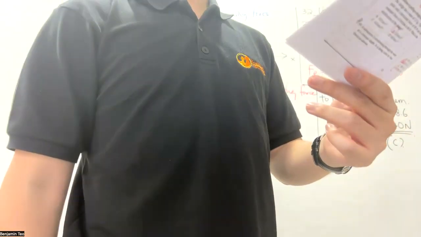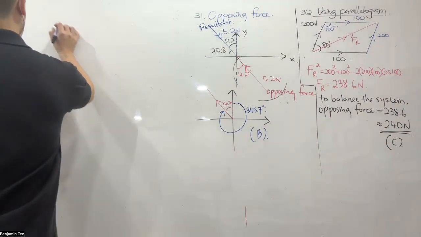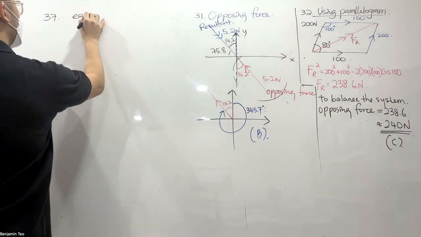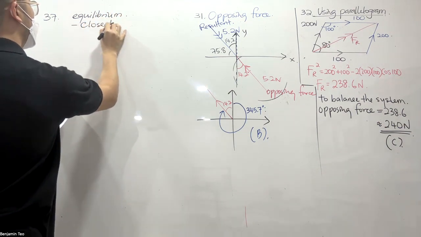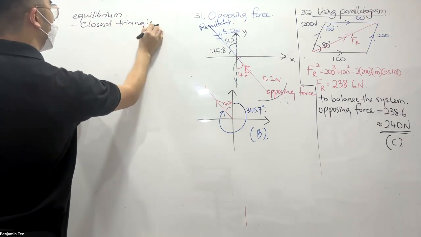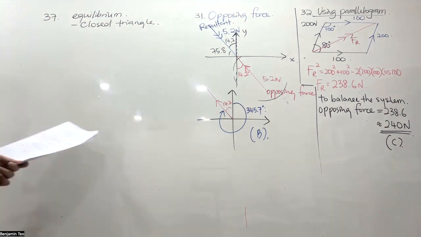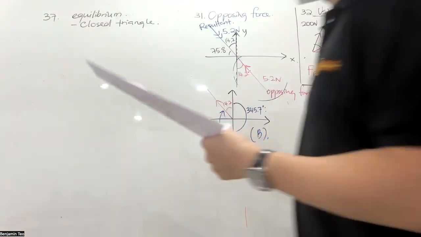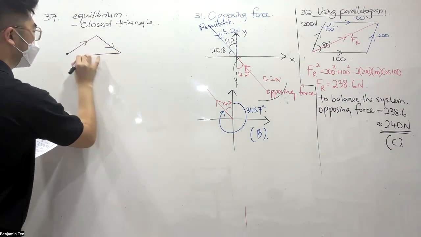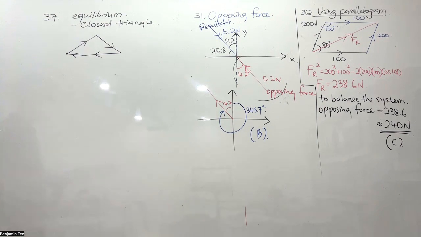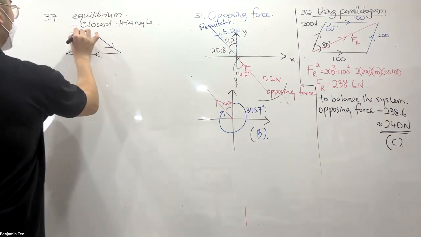Question 37. Which of the following shows the correct vector diagram of an object in equilibrium? For equilibrium, the triangle has to be a closed triangle, and all the directions must be the same. So if you start here, you add up all the forces, they should come back to the starting point. Look at the direction also, it has to be one way.